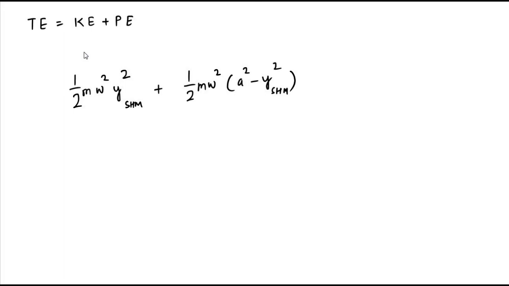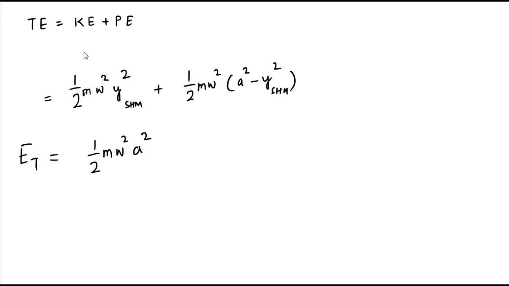So here you can see there will be 1/2 m omega square y SHM square and here minus 1/2 m omega square y SHM square. So they will get cancelled and we will have 1/2 m omega square a square. This is the total energy of the signal.